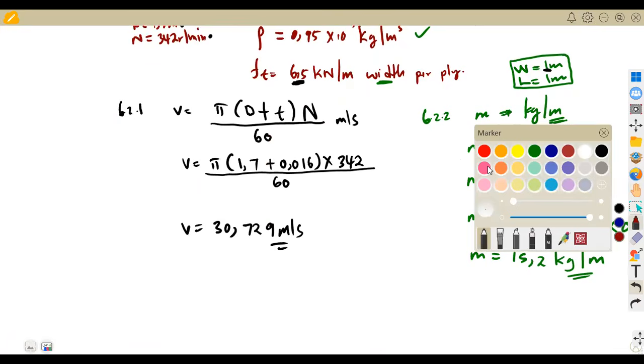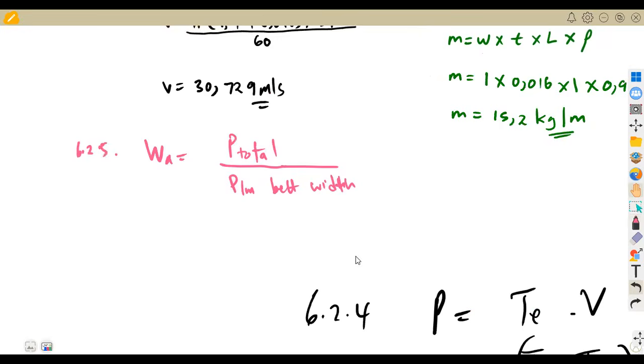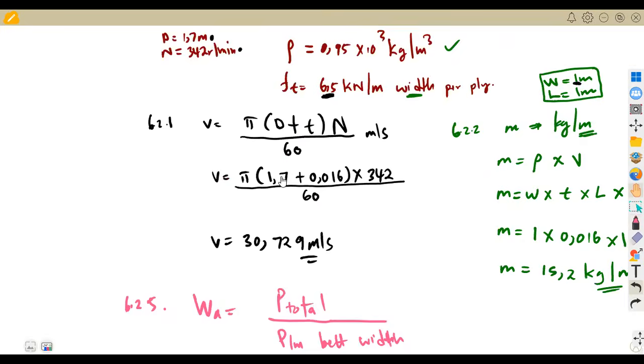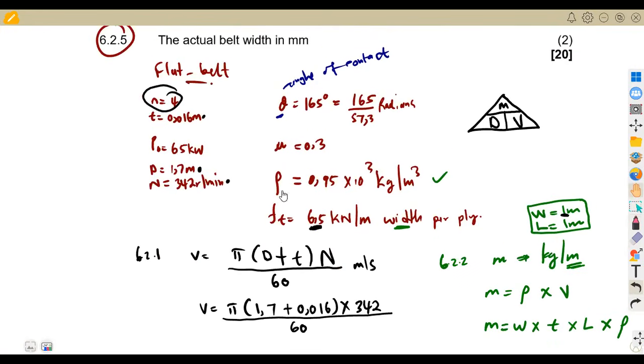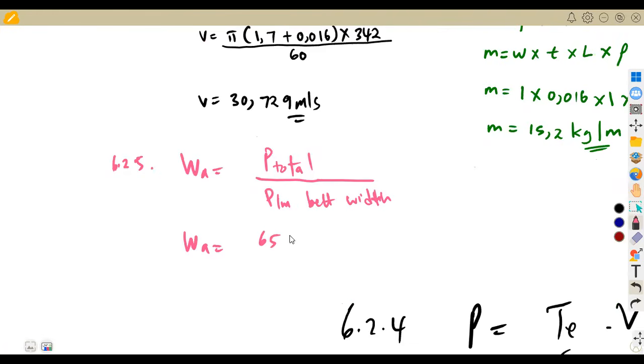Let me just write it here. This is 6.25. The actual width of the belt is going to be taken from the total power over the power per meter belt width. Remember, we calculated power from the information that we were given before, so you can just apply that. This is our power in kilowatts, which is 65 kilowatts, the total power transmitted before.